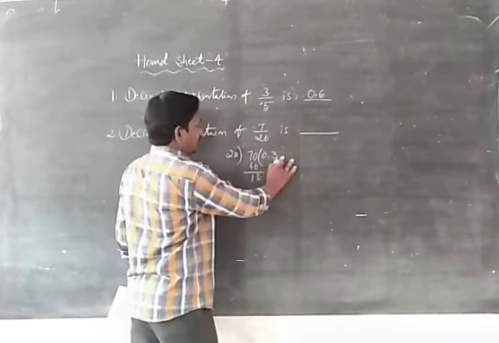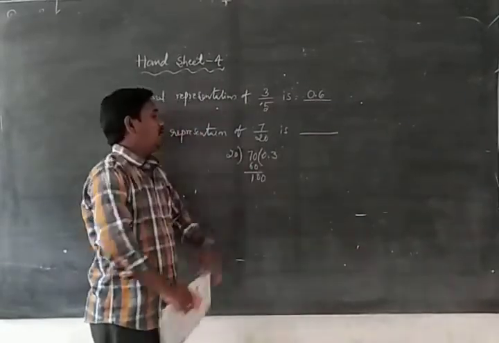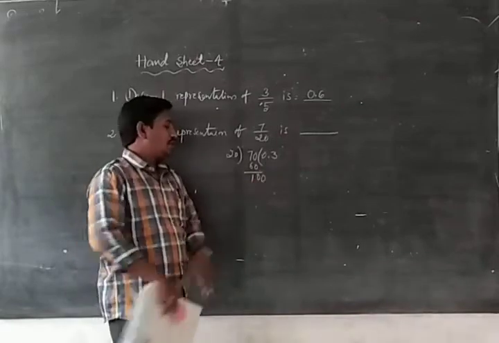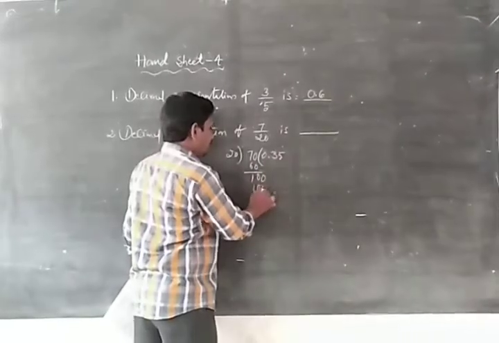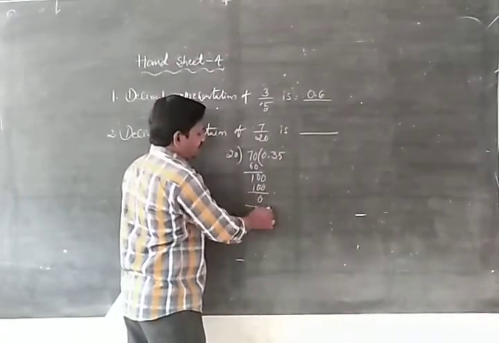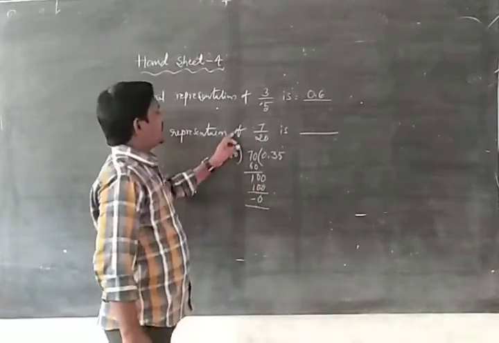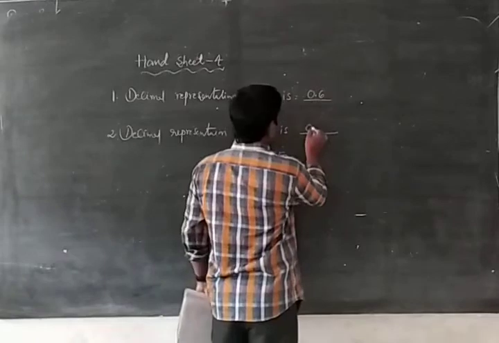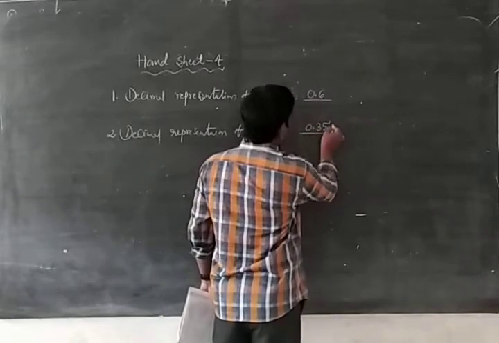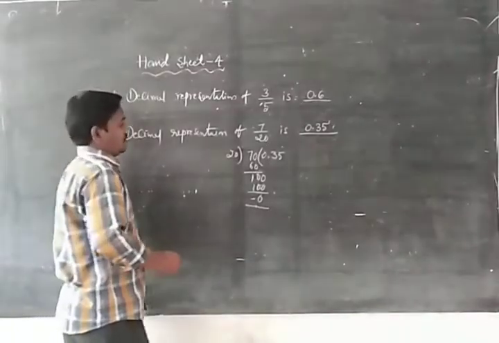Once you write the point, you can write zeros. 20 how many times? 5 times. So 100 minus 100 is 0. The decimal representation of 7 by 20 is 0.35. That is the first option.